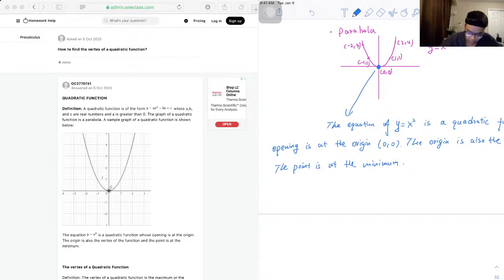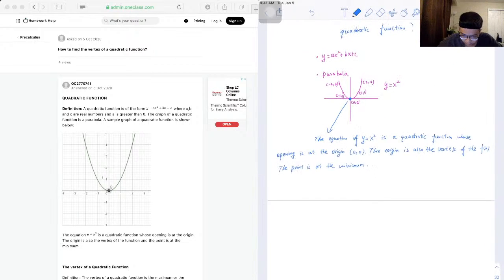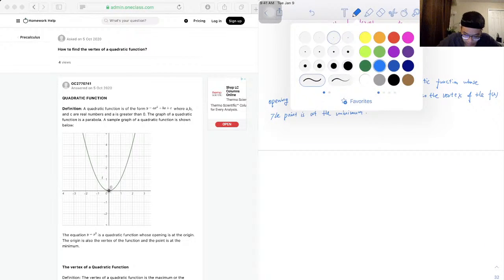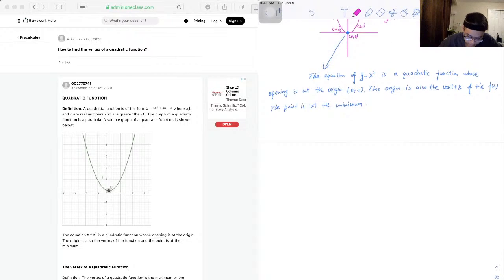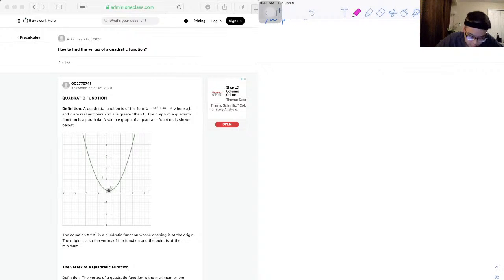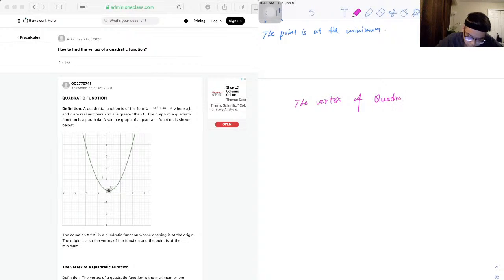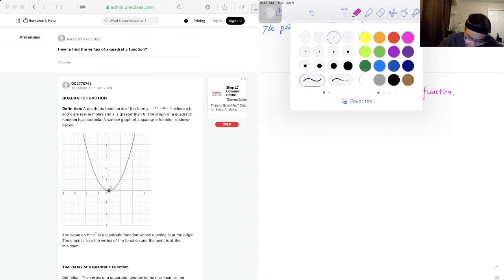So, understanding this example, let's go to our next step. So the vertex of a quadratic function. Yeah. So first write down our definition.